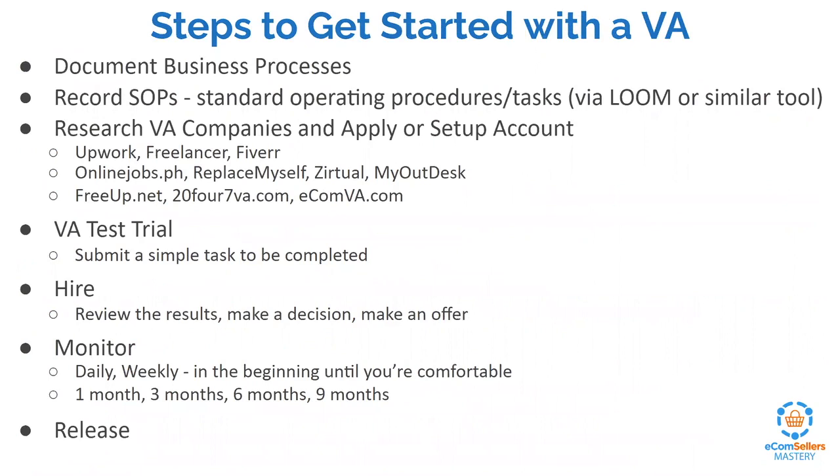So to get started with the VA, the first thing I recommend is that you document your business processes. In other words, the thing I talked about before, write down everything that you do every single day, little and big, throughout the day, the week, the month, so that you have a starting point. You should start to create your standard operating procedures. Your VAs can help you do some of that.